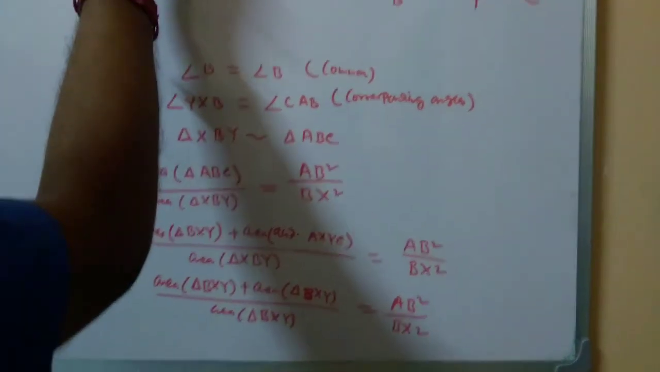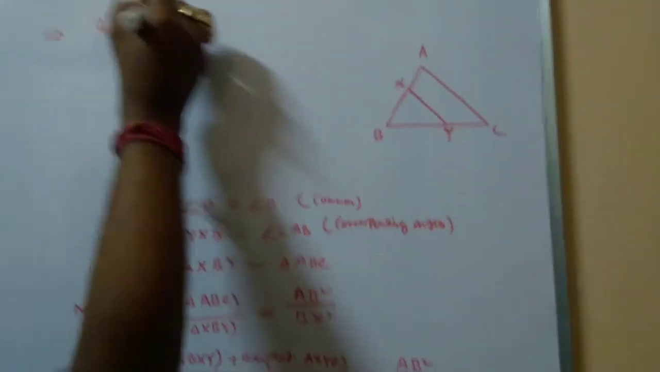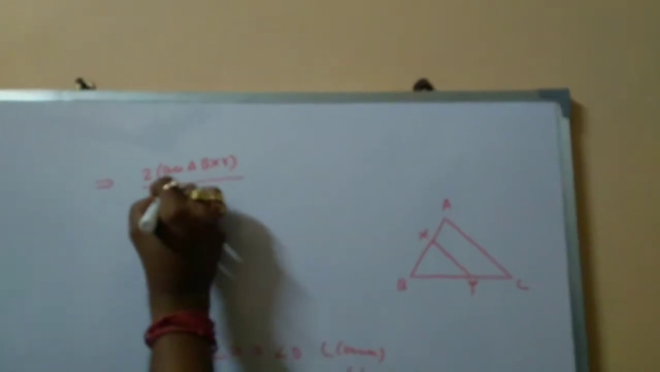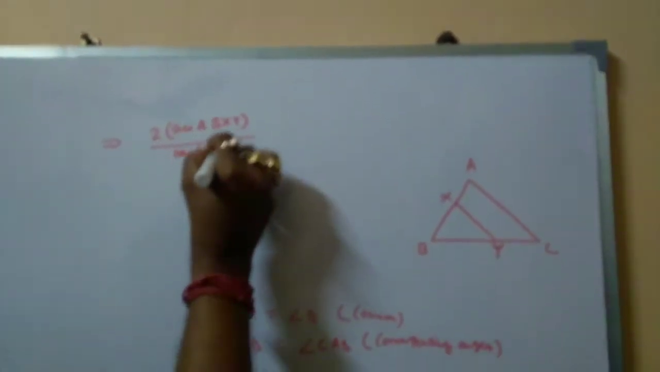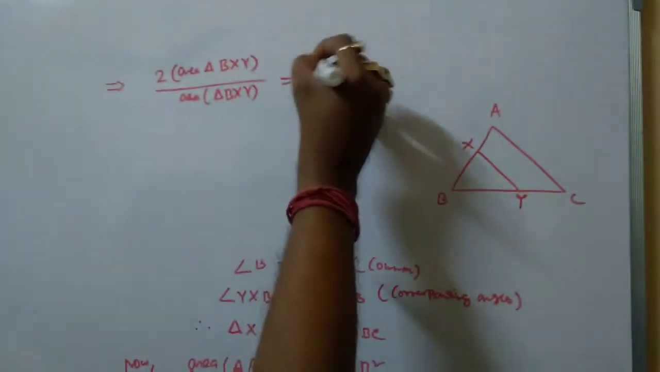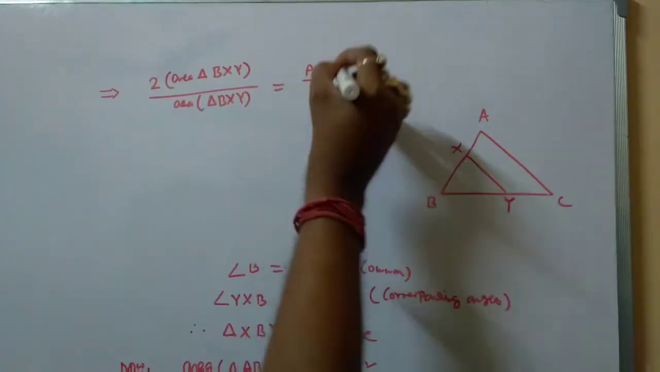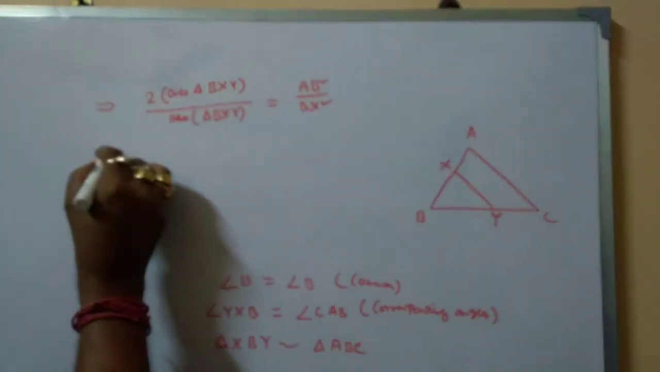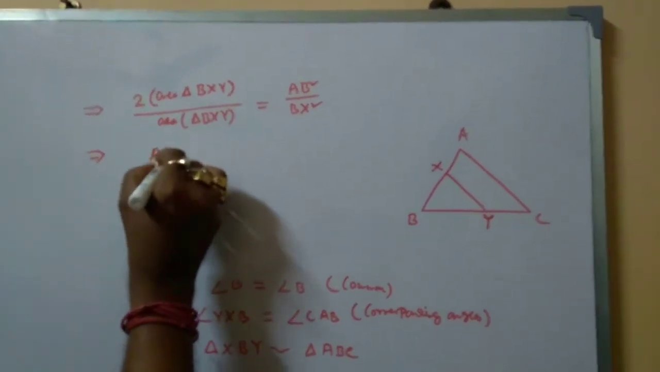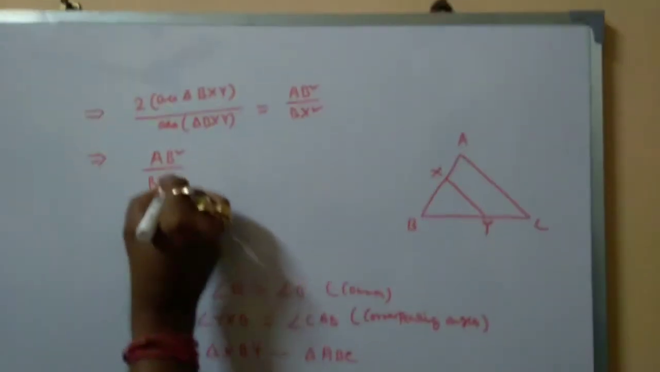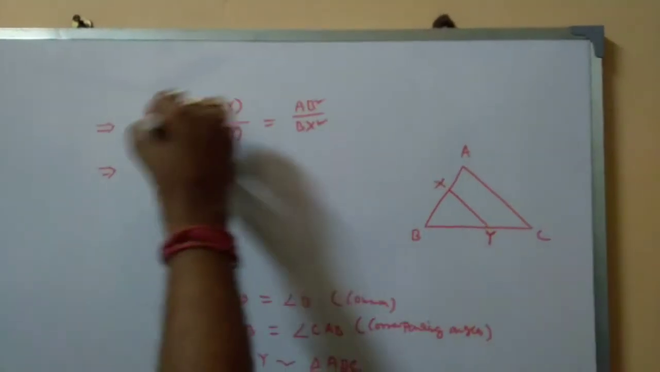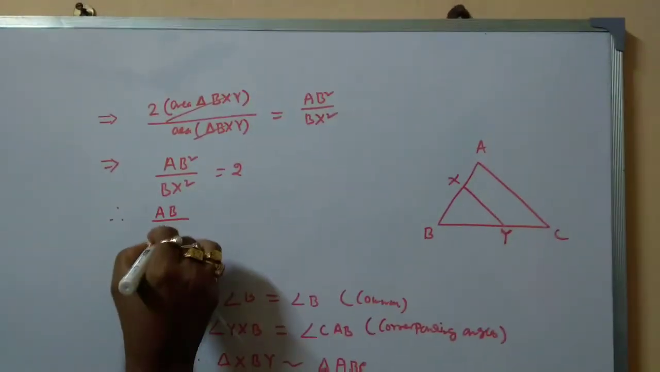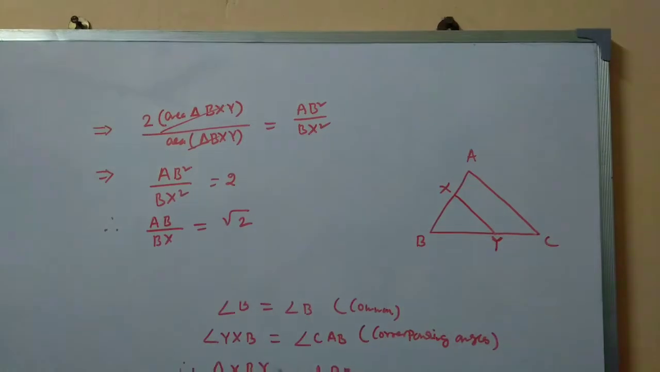Area of triangle ABC by area of triangle BXY equals AB square by BX square. Therefore, AB square by BX square equals 2. AB by BX equals root 2.